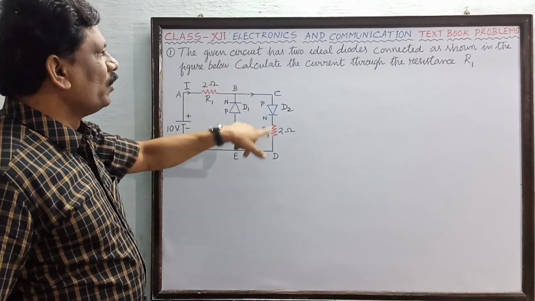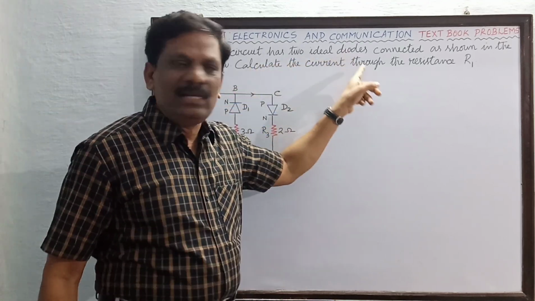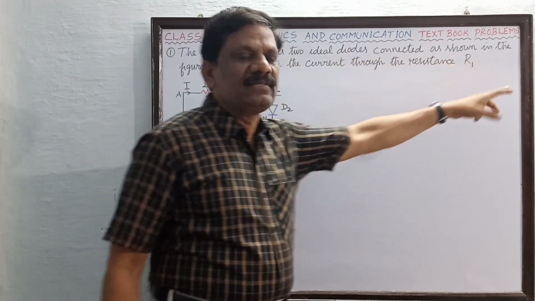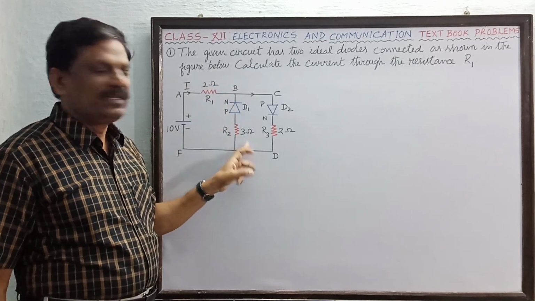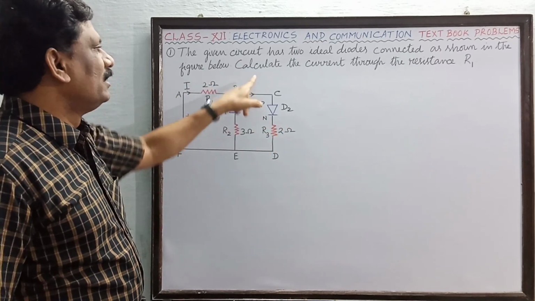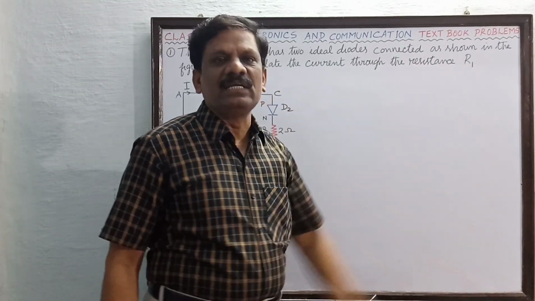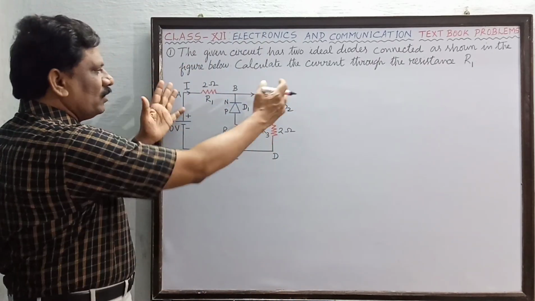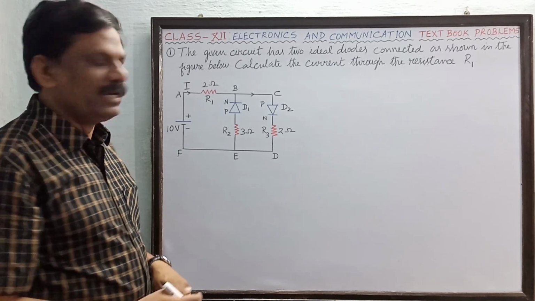The given circuit has two ideal diodes connected as shown in the figure below. So two diodes are connected as shown, they are ideal diodes. Calculate the current through the resistance R1. So you can analyze the circuit now.